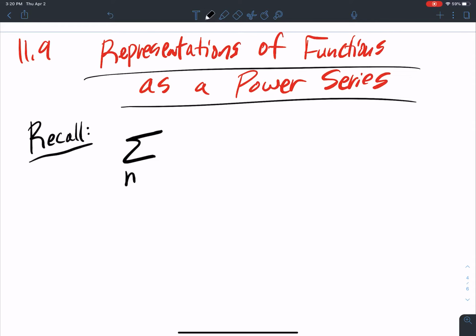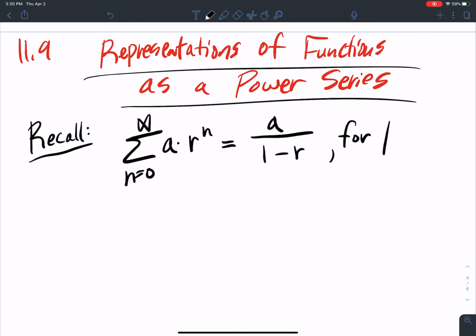It's the series n equals 0 to infinity of a number that's starting that first term, a, times r to the n. This sums to a, the first term, divided by 1 minus r, that geometric ratio, the common ratio, and it only converges for absolute value of r less than 1. This is the geometric. You gotta know this. This is kind of your bread and butter right here.